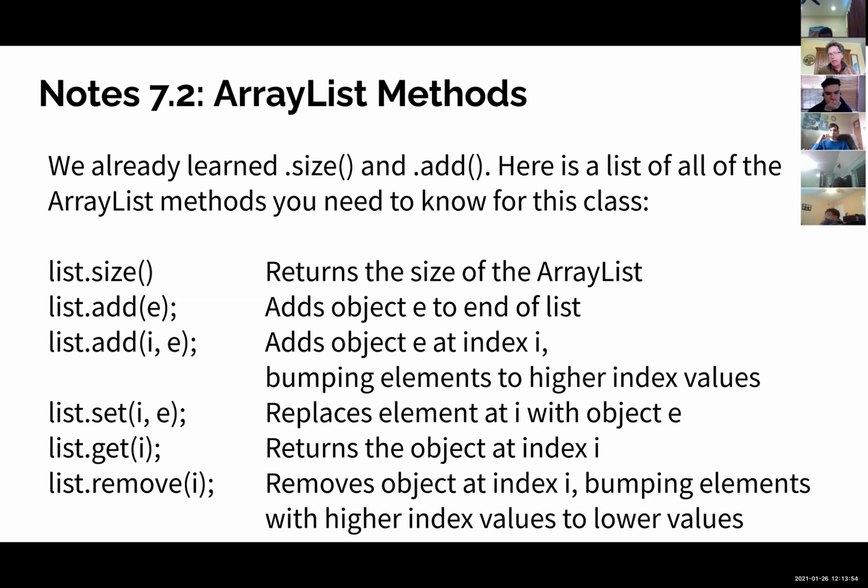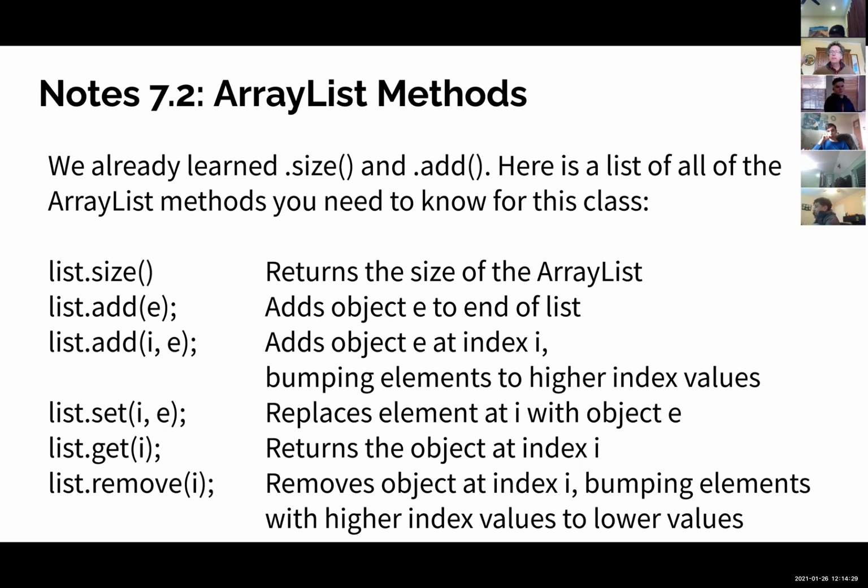So far we already learned .size and .add, and here's the list of all the methods you need to know about ArrayLists. I start with size, and then add, and for this write-up, I'm using the small letter E to symbolize whatever we're adding to the array list. There are two versions of add. I'm going to give examples of everything. One, the one I taught you already, just throws it on the end, and the other one inserts it wherever you asked it to go.